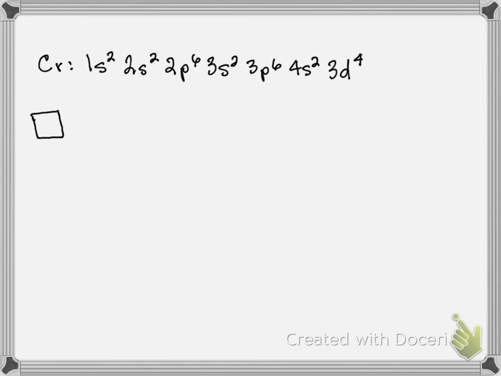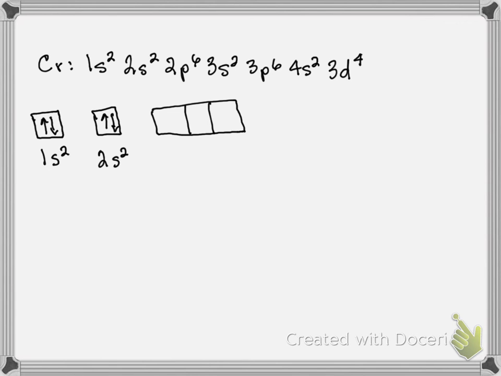To represent the 1s sublevel, we draw a single box. Since there are 2 electrons in there, we have an arrow going up and an arrow going down. We draw the next S sublevel, and again, there are 2 electrons in there, so we have 1 going up and 1 going down. Then we have a 2p orbital, and there are 6 electrons in here, so we have 1 arrow going up and 1 arrow going down until we get to 6 electrons.